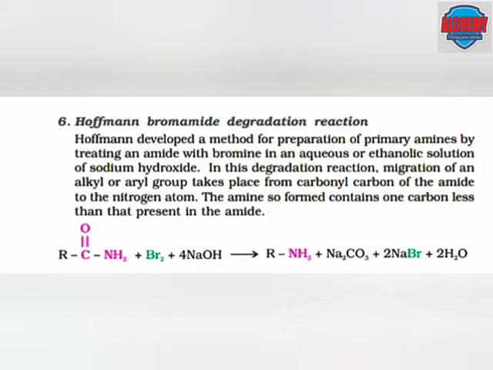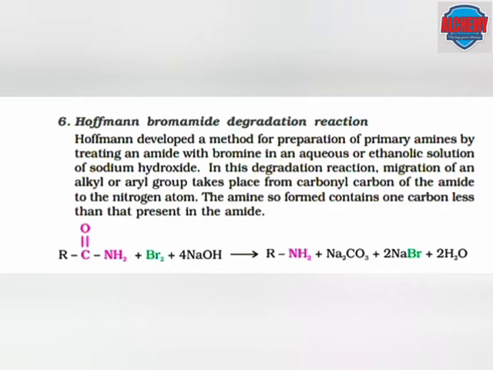The sixth method for preparation of amines is Hoffman bromamide degradation reaction. Hoffman developed a method for preparation of primary amines by treating the amide with bromine in aqueous or ethanolic solution of sodium hydroxide. In this degradation reaction, migration of an alkyl or aryl group takes place from the carbonyl carbon of the amide to the nitrogen atom. The amine so formed contains one carbon less than that present in the amide.